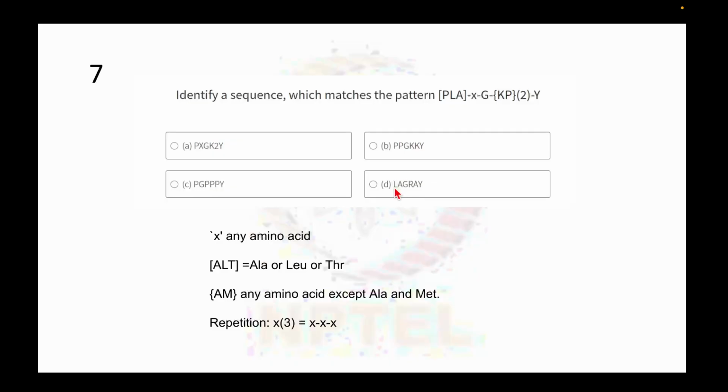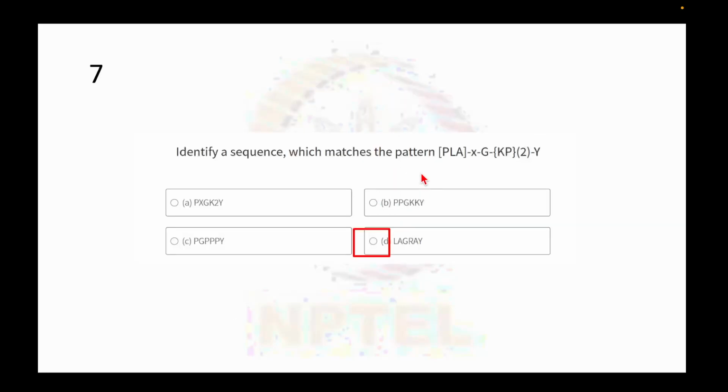Because in the first position it has L, so either P, L, or A is possible. The second is any amino acid, so it is given A. The third by default has to be G. In the fourth and fifth positions, any amino acid other than K or P is allowed, so R, A has been given, and last it ends with Y. This is how option D is correct.